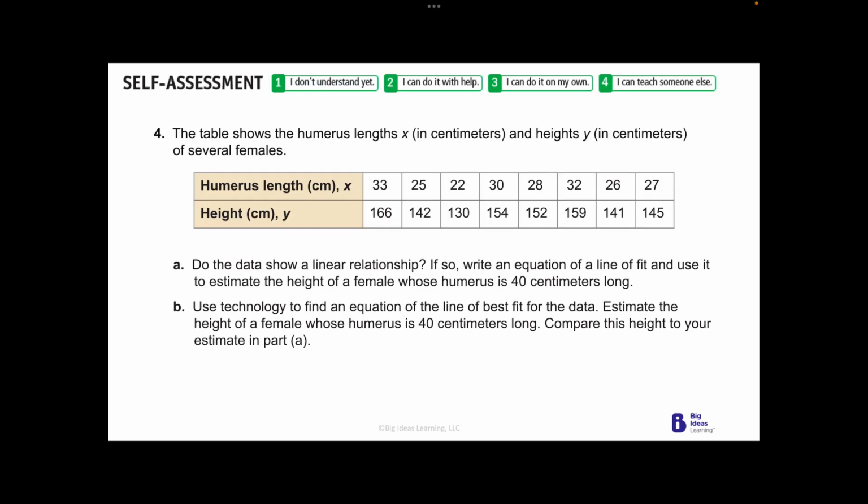All right. But that brings us to the self-assessment of number 4. I am going to do this, and then I want to say you have a worksheet after this. Yeah, so after number 4, you do have a worksheet. I'm going to pull up Desmos real quick and see if I can't have Desmos do most of the work. It does say use technology to find an equation of the line for the best fit. Using data, estimate the height of a female whose humerus is 40 centimeters long. Compare this height to the estimate in part A. Booger! We do have to do it.